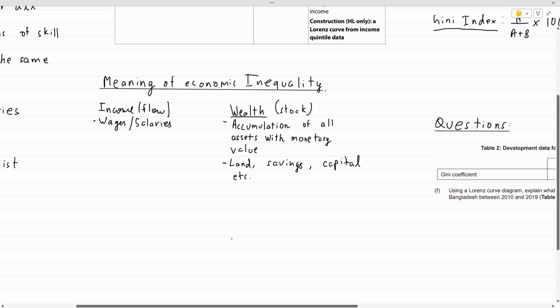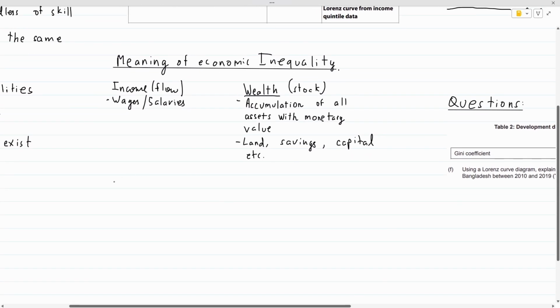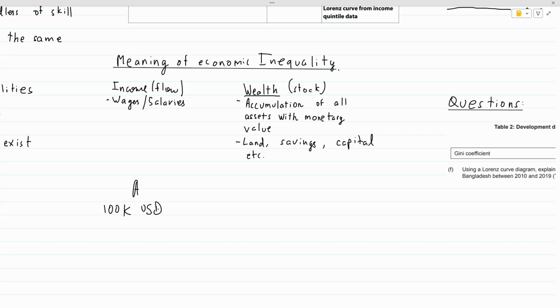So we can explore this through an example and how this may show up on an exam. So let's say person A has an income of 100,000 USD and they own a house of 250K USD. Now let's say person B, they're working the same job as person A, they're at the same post. So they are also earning 100K USD.